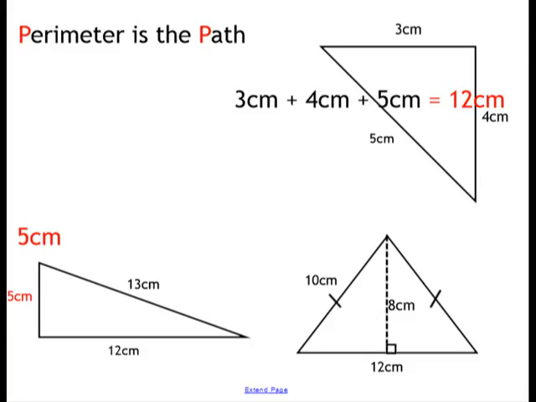In our bottom left shape, we're going to go past the sides of 5 centimetres, 13 centimetres and 12 centimetres, making a total distance covered of 30 centimetres.